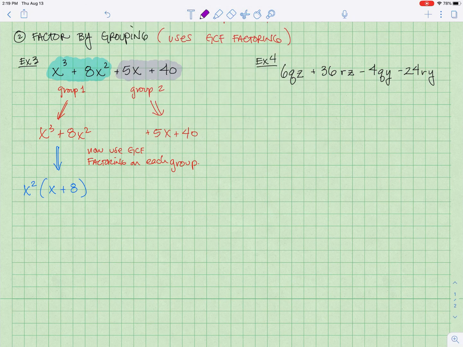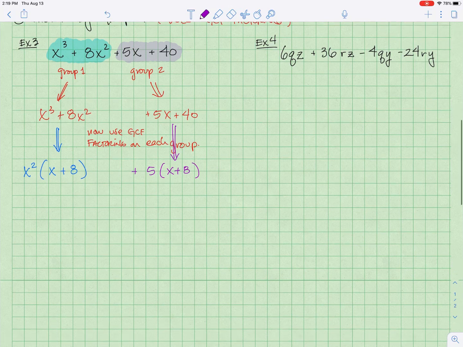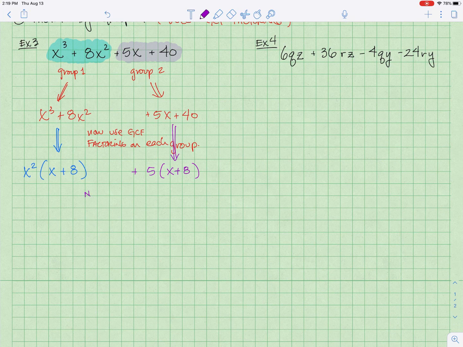And for our second group, there's no power of x in common, but we do have coefficients 5 and 40, and 5 will go into both of those evenly. Let's pull that out. In fact, we'll pull out a positive 5. It's a good idea to take the sign along with you here, and this will be x plus 8. Now, both groups have a greatest common factor. If you do not see the same factors show up in both of these groups, then factor by grouping is probably not the technique you should be using.